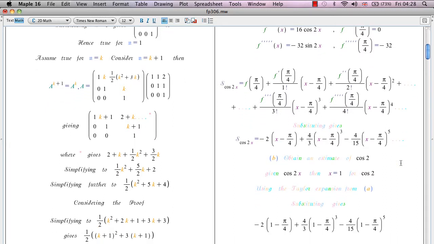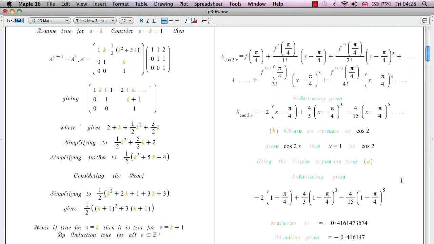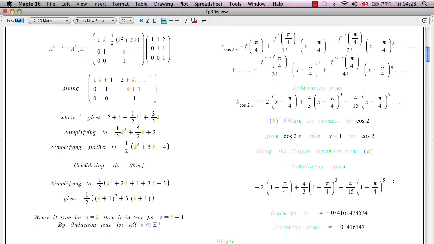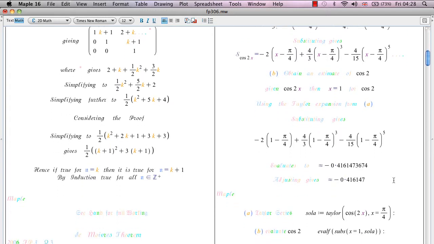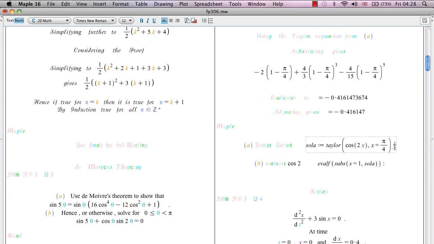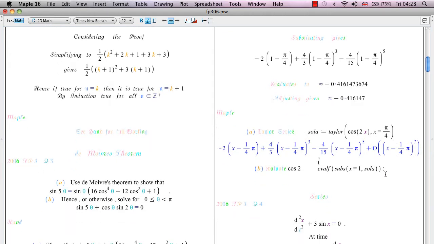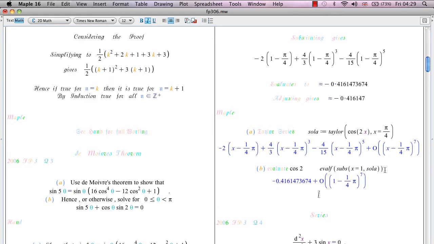So for an estimate of cos 2, then x will be 1, and using our result from A evaluates to minus 0.416147. The Taylor series and the estimate.